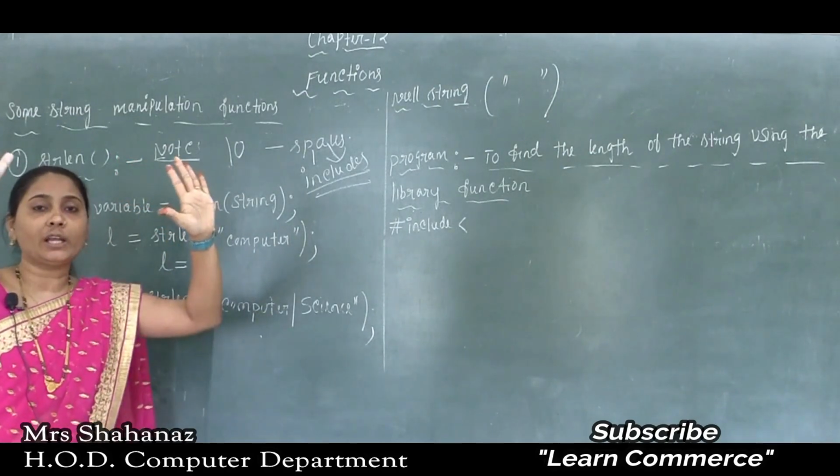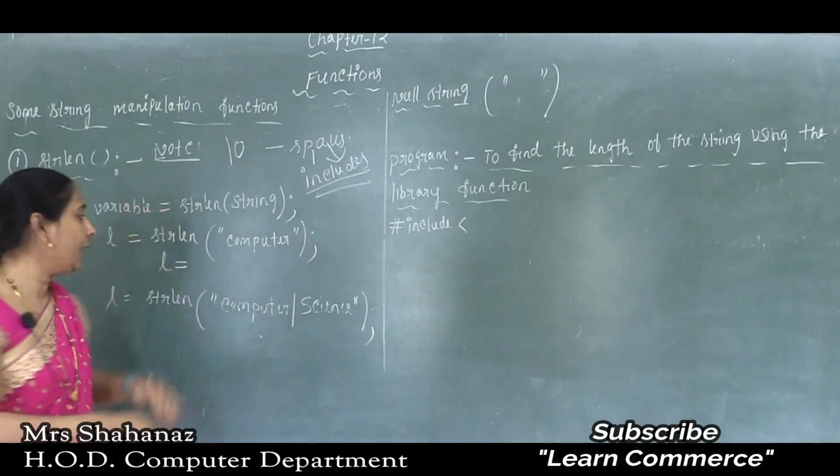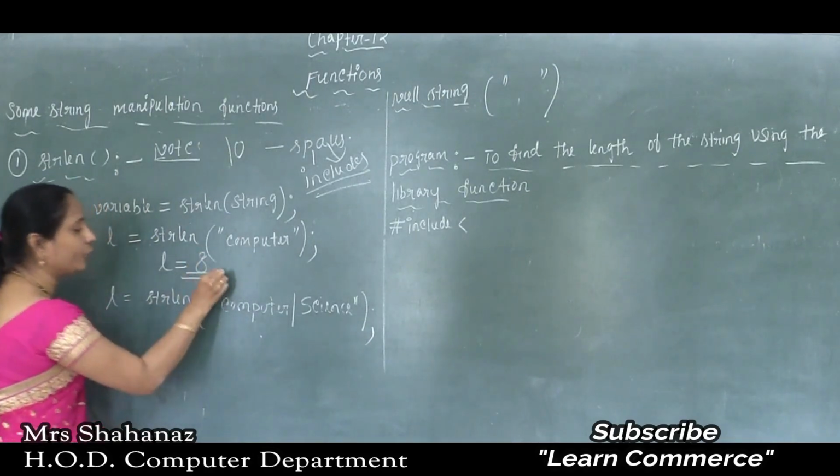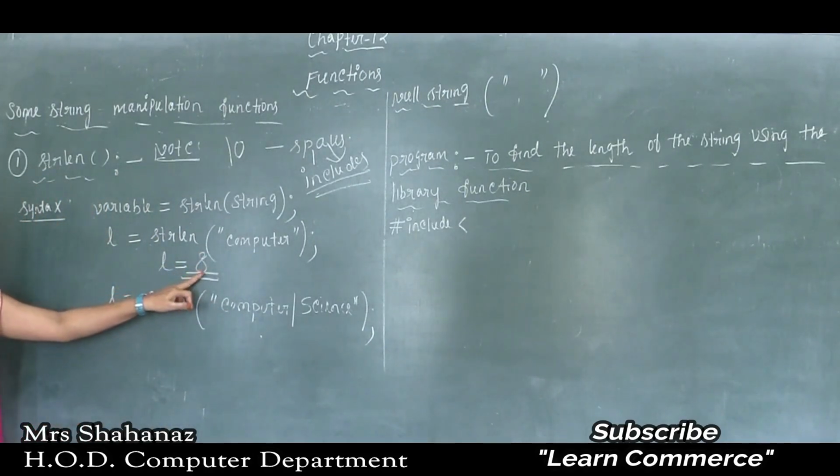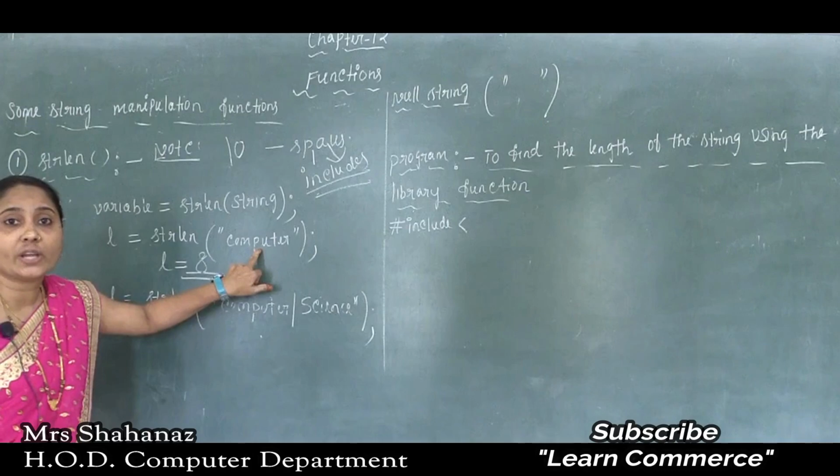COMPUTER. So totally how many characters are there? Totally 8 characters. Clear this point? It is going to display totally 8 characters. It returns the length, the number of characters within the string.